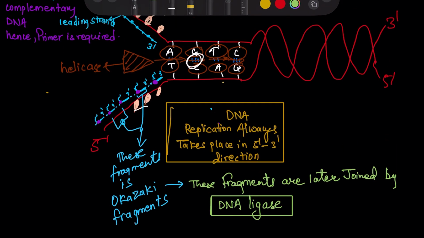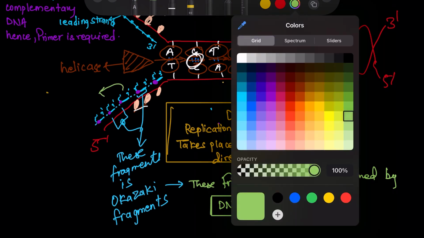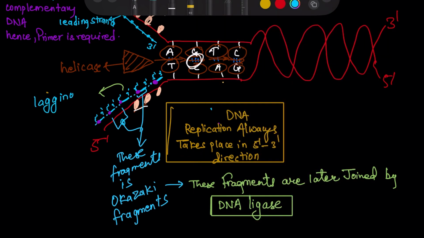Now, another thing to understand is that this strand, which is being formed in fragments, obviously has a hindrance for the DNA polymerase to make the new strand of DNA. So it will be formed later than the leading strand. Hence, this strand is known as the lagging strand, right?